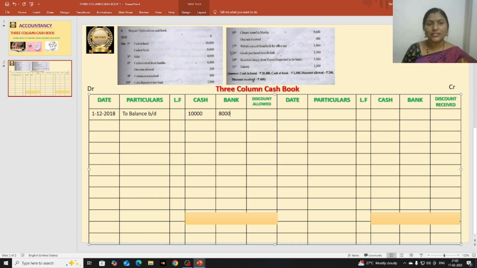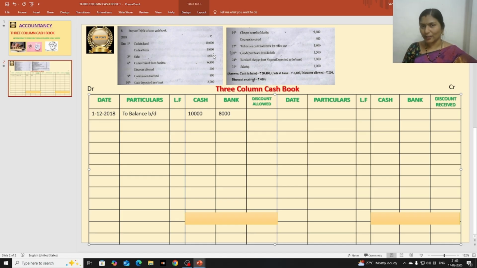Next transaction is December 3rd. So on 3rd date, you can see there. December 3rd. Okay. Are you observing this? December 3rd, 2018. What happened? Sales. Sales 4,000 rupees. So we should first analyze it. And we should decide where to write it. Then we should record it on the proper side. I already told while explaining format. Sales always we should record on debit side of 3-column cash book. Okay. So clearly they mentioned it as a sale.